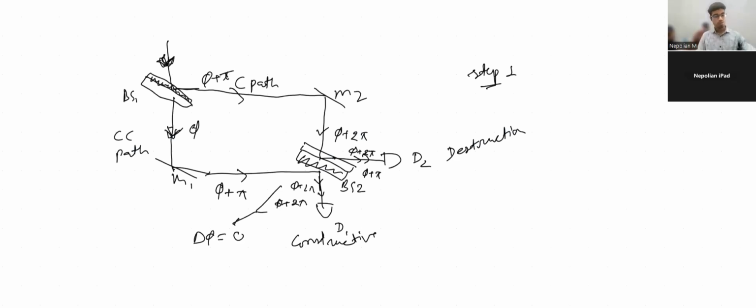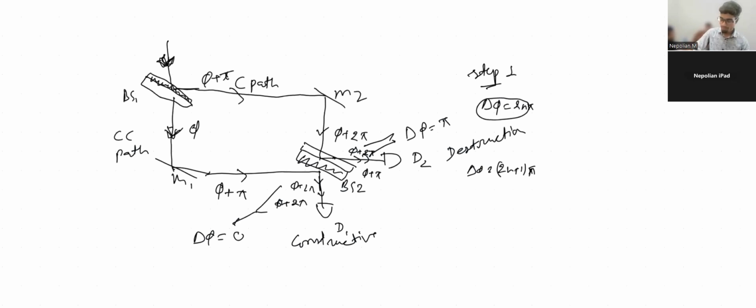From the condition of constructive and destructive interference, if the phase difference is 2nπ, where n is equal to 0, 1, 2, 3, then there will be constructive interference. And if Δφ is equal to (2n+1)π, then there will be destructive interference, where n is equal to 0, 1, 2, 3.